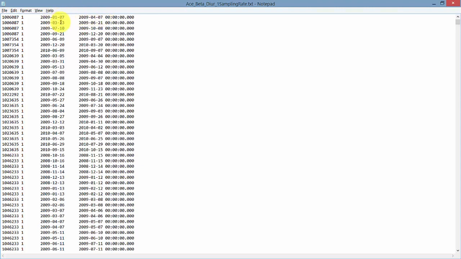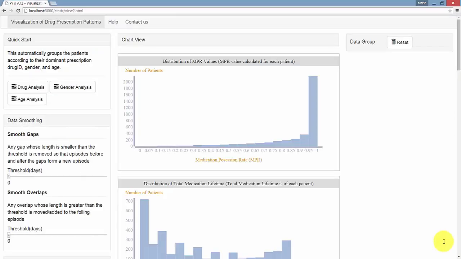On the other hand, it was supposed to get over on June 21st and they refilled it on 10th July. So there is a gap. So, the more the gap, the less adherent the patients are. We are trying to visualize adherence patterns in a large dataset of drug prescriptions. Link to this tool is at the end of the video.